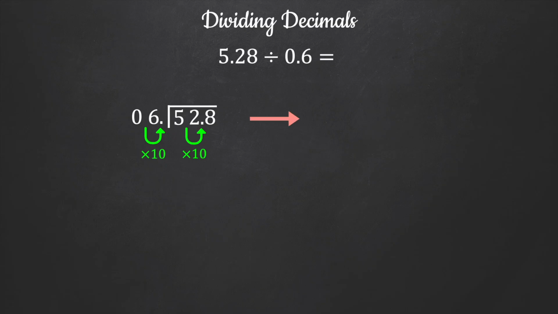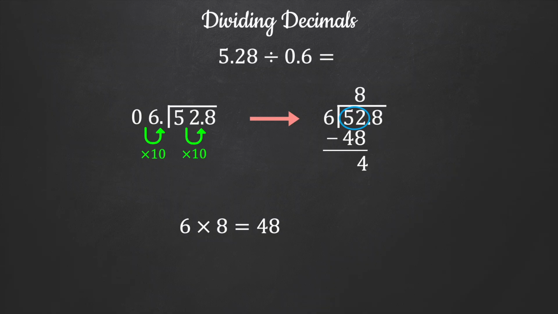And so we're going to rewrite this problem so it's a little easier to look at. And basically now we have 52.8 divided by 6, which would give us the same answer as 5.28 divided by 0.6. So we ask ourselves, how many times does 6 go into 5? And 6 does not go into 5. So we ask ourselves, how many times does 6 go into 52? And 6 goes into 52 8 times because 6 times 8 is equal to 48.